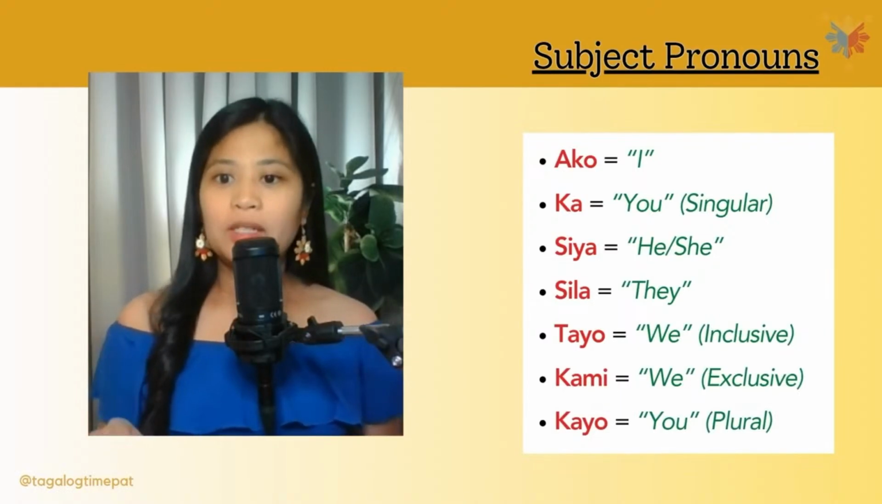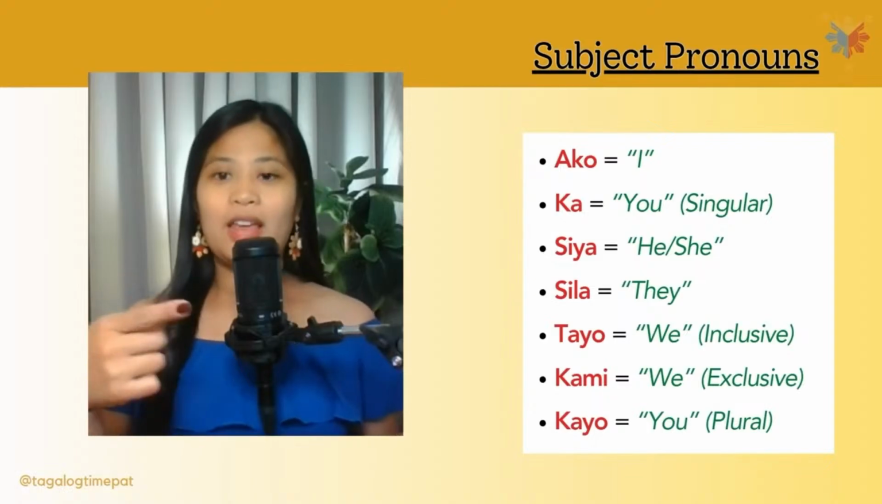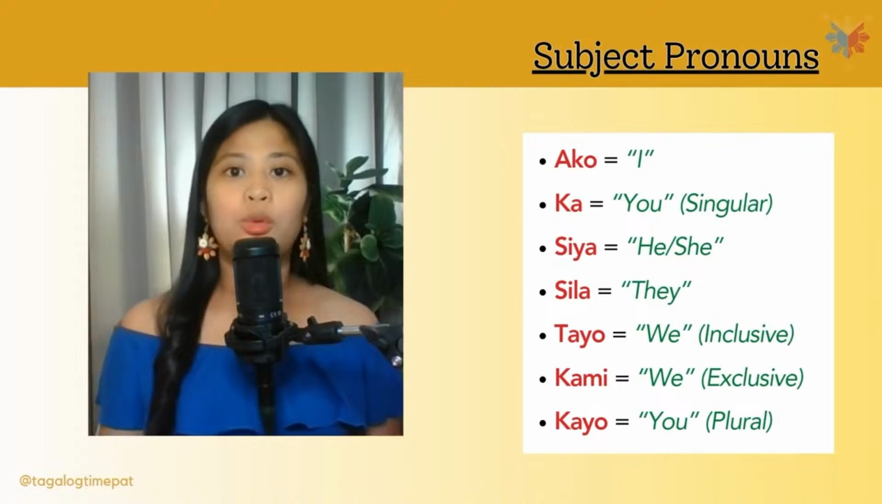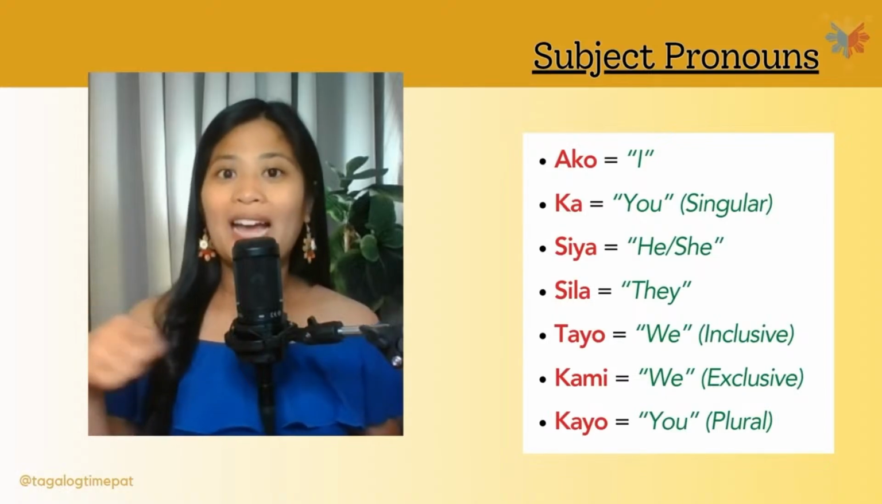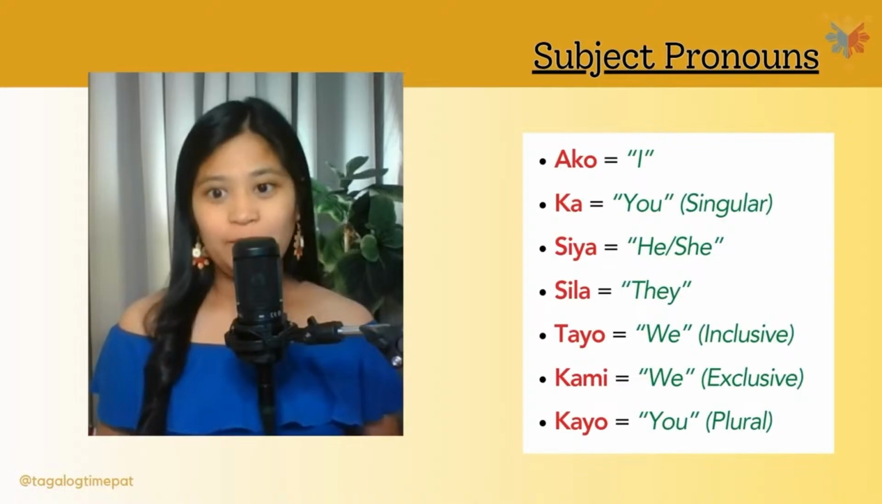So now let's go back to the two different types of we here. So tayo is all of us together. You and me and the whole class, we are all doing the action. So kumakain tayo. We are all eating. Kumakain tayo. So it's inclusive because everyone is doing the action.